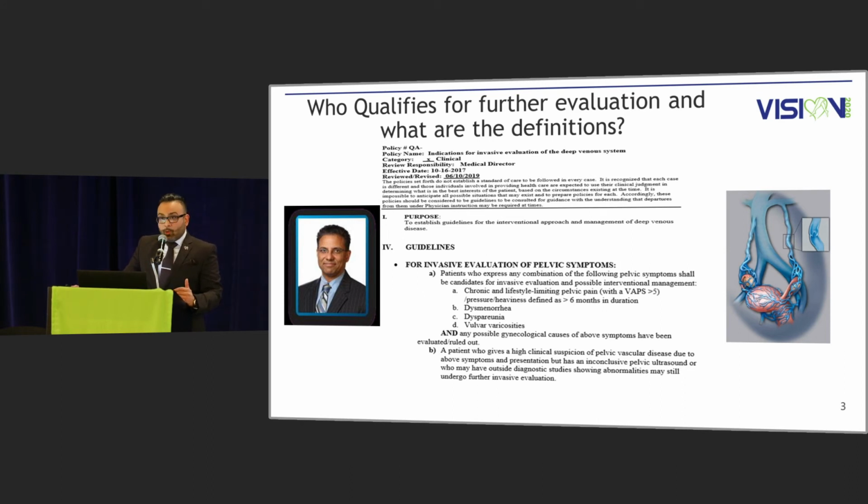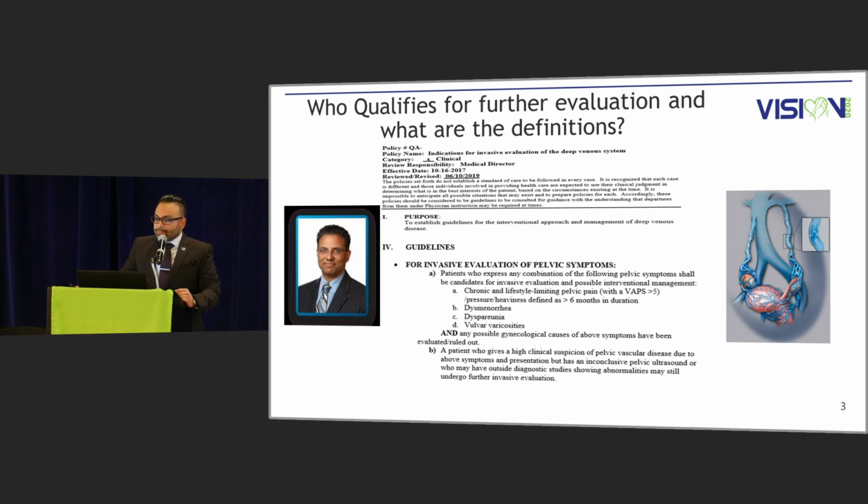The other more important thing here is ruling out non-vascular causes. We have to make sure that gynecological features have been excluded, right? We have to make sure that we are not just treating the small piece. We've got to make sure we take care of the big picture first and rule those things out. Rule out malignancies, rule out other gynecological causes. Many of these patients come with outside studies. Many of these patients have inconclusive studies. But in the face of abnormal clinical symptoms, clinical features that are classic, we may proceed with invasive evaluation, which we'll talk about later.